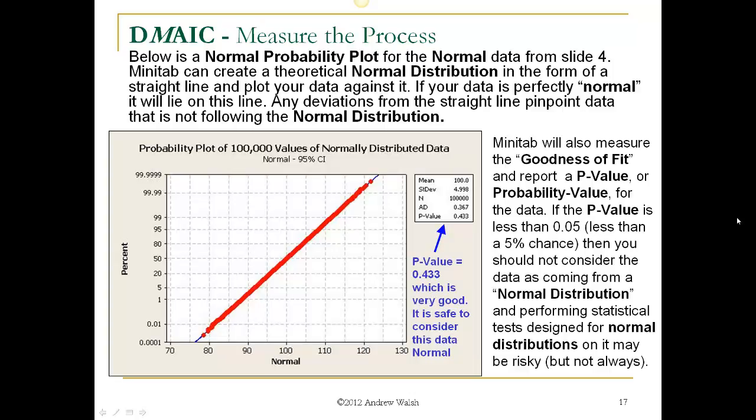Here we see the p-value is equal to 0.433, which is considered very good, and it is safe to consider this data normal. Notice, though, that these are 100,000 values from normally distributed data plotted against a normal distribution, but the p-value did not come out to 1.0. It's not 100%, 0.43, so it's only 43%. You will never see values of 100% or 99%. It's very rare. So once you get above 0.05, 0.25 or something like that, that's looking very good.